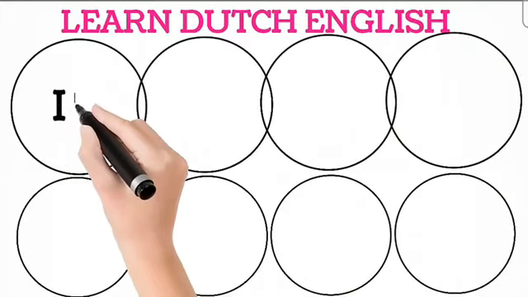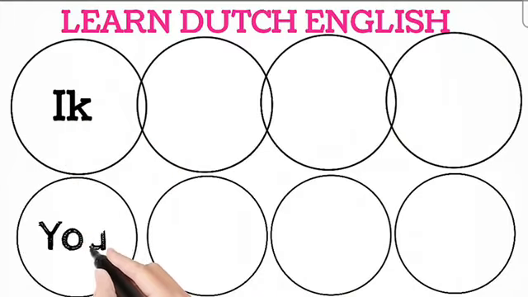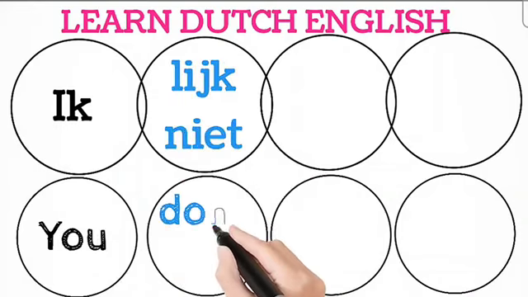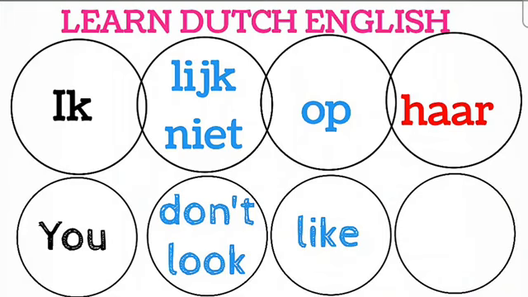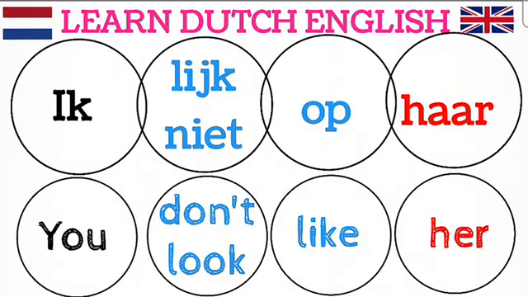Learn Dutch and English. In Dutch, ik. In English, I. In Dutch, niet. Op. Don't look like or do not look like. Haar in Dutch. Her in English. Ik lijk niet op haar. I don't look like her.